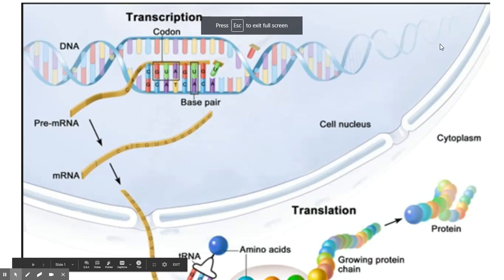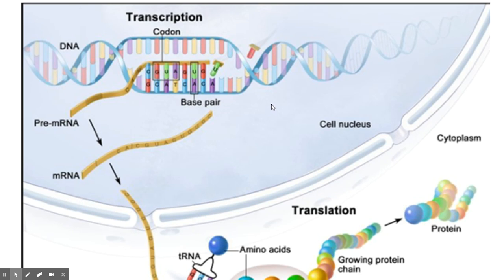So here's just a quick review of transcription and translation for protein synthesis. Remember, the first step happens in the nucleus. You have your double-stranded DNA molecule. It has to unwind and untwist and then finally unzip. And you have your mRNA molecule right here that's being formed from it.